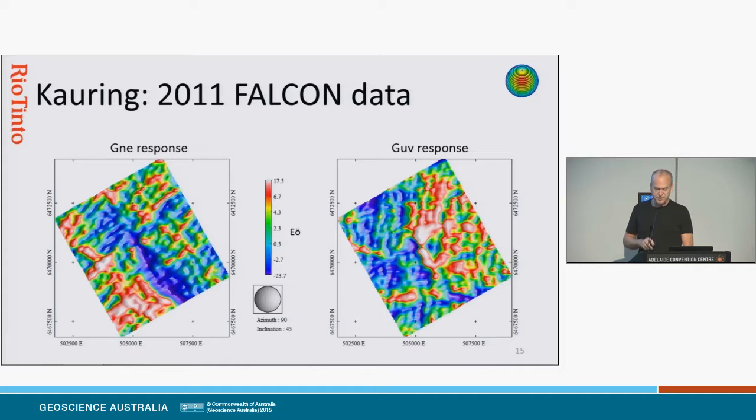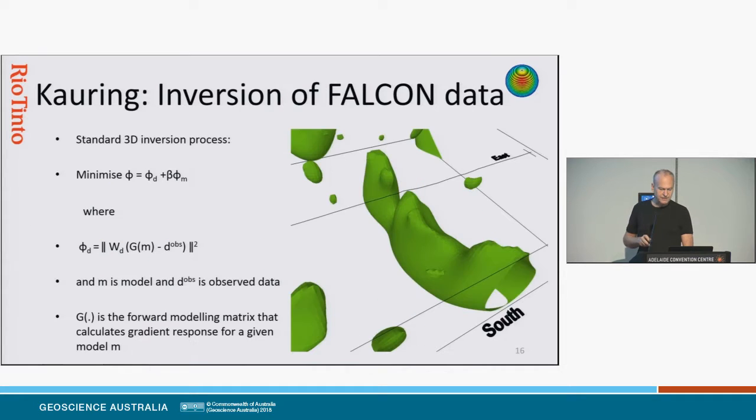So what does it mean in terms of real data? Well, we've got the Falcon data for the RJ Smith test range, and we're calling it Kerrang on the slide. So these are the observed GNE and GUV responses. You can see the amplitudes are pretty much the same as the modelled responses that we saw before. These are the terrain-corrected Fourier 2.67 results for the Falcon survey.